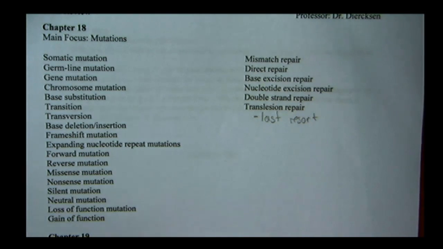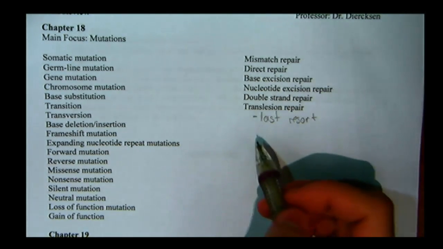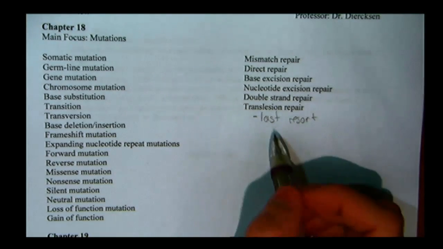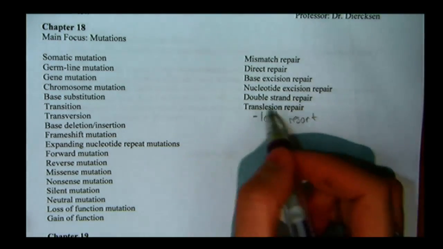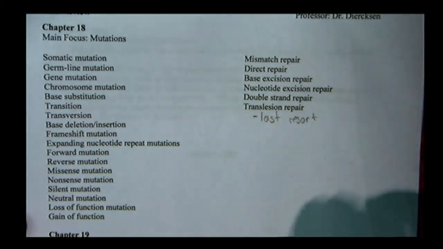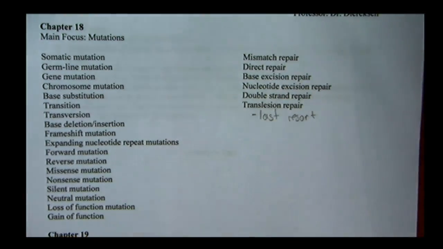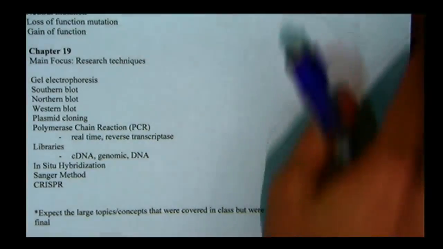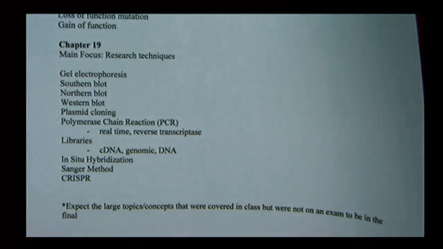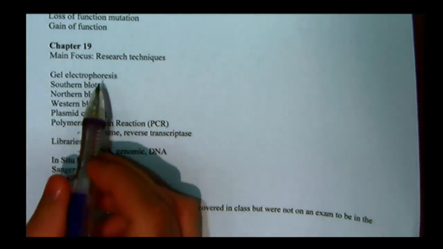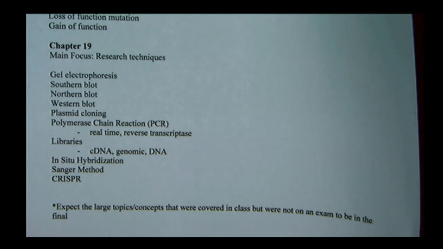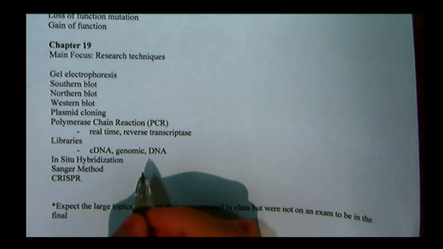In the last chapter, chapter 19, were all of the techniques. And I list all of these techniques that she mentioned, which was electrophoresis, the blotting, cloning, PCR, libraries. Know when you would use which libraries, which of these things involve mRNA or DNA or protein. And here I say just expect that in each exam she didn't cover every single topic, every single concept. So if you know a concept was pretty big and you didn't see it in an exam, it's probably going to be on the final.